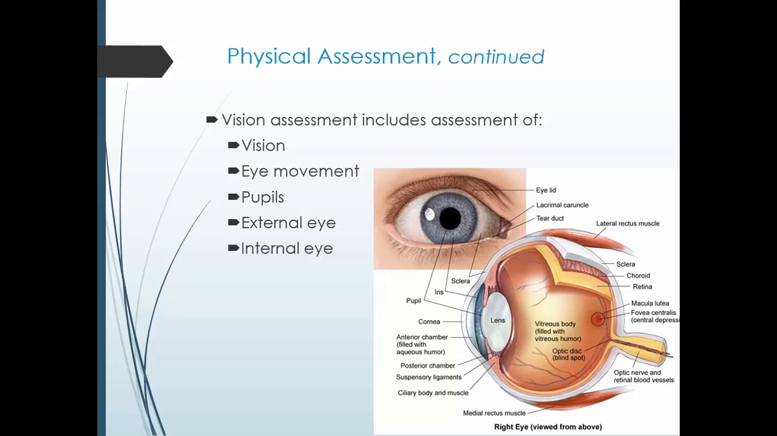When you're assessing eye movements, you're doing the 6 cardinal fields of vision. Pupils, you want to make sure that they are equal and reactive to light and accommodation. You want to assess the external eye for any abnormal findings. The internal eye, this is when the ophthalmoscope is used to visualize the lens, vitreous humor, and the retina.